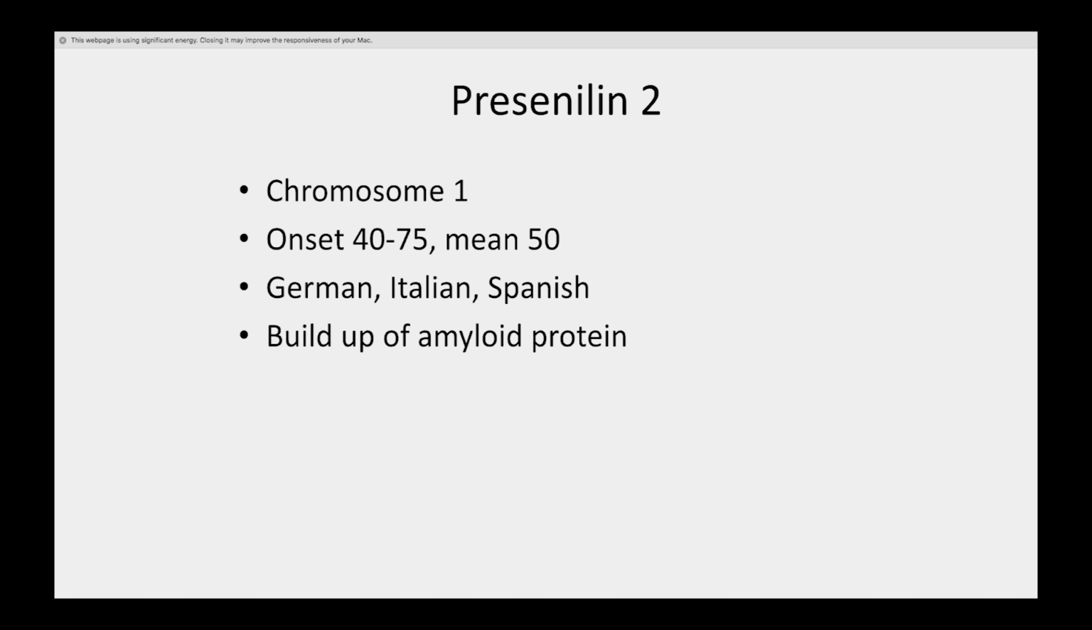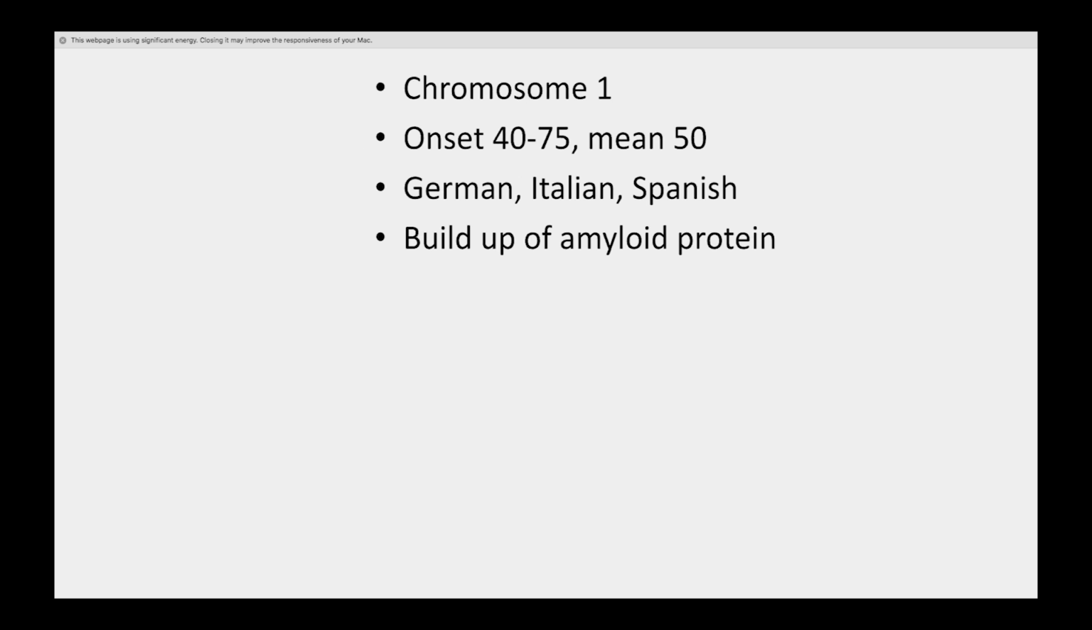The presenilin 2, remember, is extremely rare. So the majority of cases are presenilin 1 or APP. This is extremely rare, and it is present on chromosome 1. And again, the onset is young, between 40 to 75 years of age, with a mean of 50. And it mostly occurs in people with German, Italian, and Spanish descent, and again leads to buildup of amyloid protein.